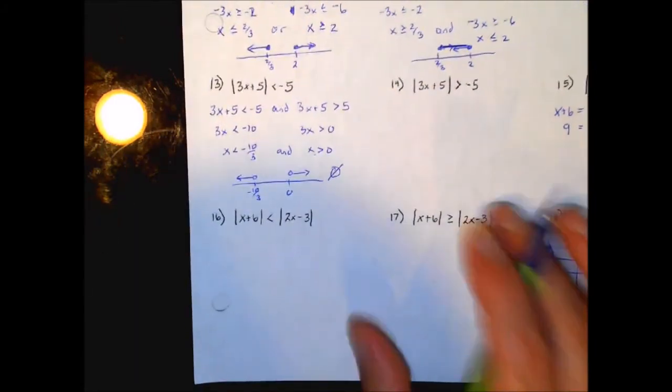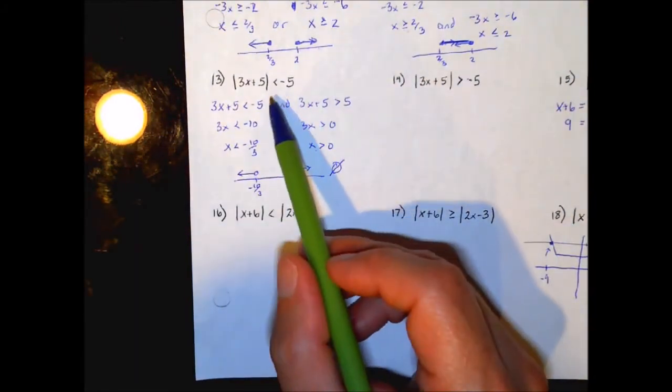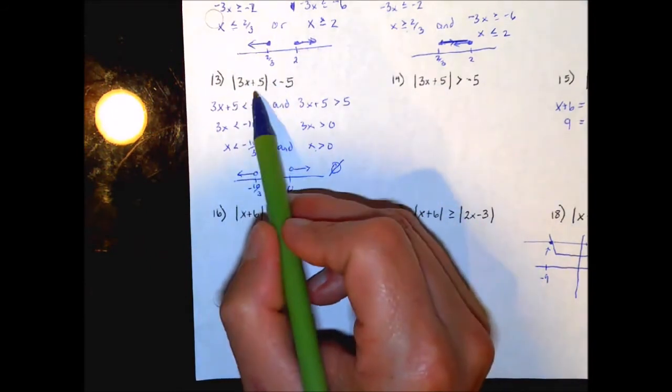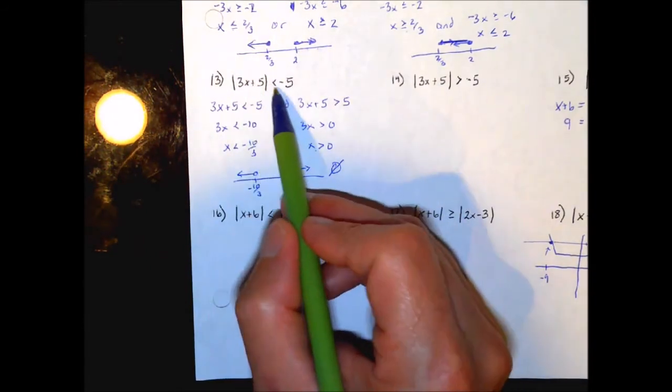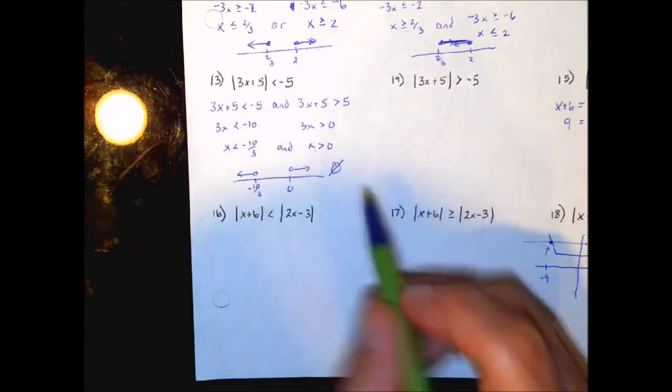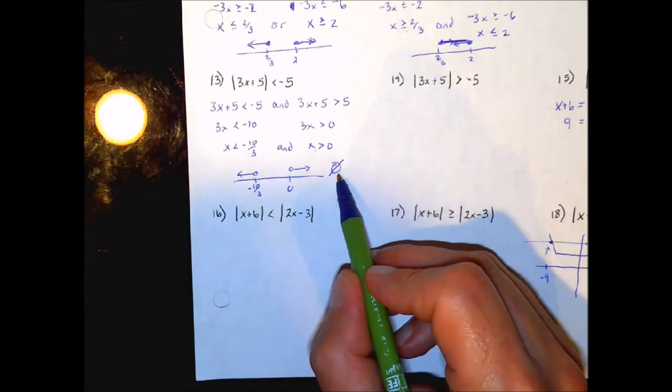Okay. Now, another thing you could have noticed right away is an absolute value is a positive number. And if I have a positive number, can that be less than negative 5? Are there any positive numbers that are less than negative 5? Nope. So right away by looking at that, you could kind of see that there's no solution to it.